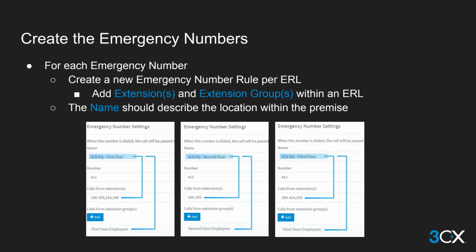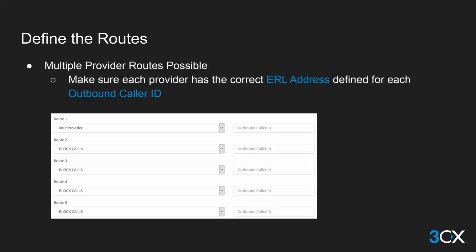You notice that the extensions are defined for each floor separately, with the relevant extensions and extension groups defined for each rule. When the PBX detects that the emergency number defined has been dialed, the PBX will try to process the call on the first route, just like any other outbound rule. If for any reason the provider is busy or unavailable, then the PBX will attempt to process the call on the second route, then the third, fourth, and fifth routes accordingly until the call gets processed.